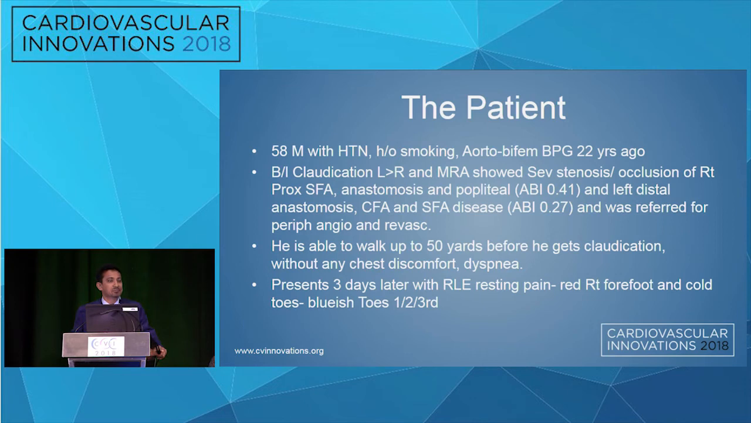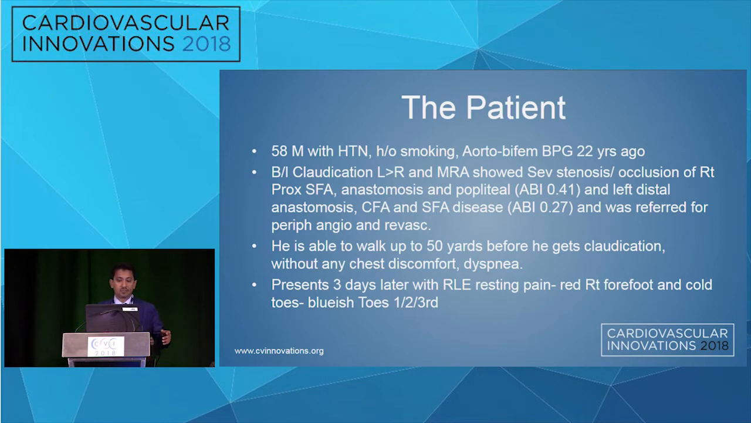Once upon a time, last year, a 58-year-old man, hypertension, history of smoking, 22 years ago had an aortobifemoral bypass. Bilateral claudication, referred by the surgeon. The patient had more symptoms on the left, but he had already had an MRI, and there was bilateral anastomotic stenosis, and the ABI was a little worse on the left side, and there was multi-level disease. When I saw him in the clinic, he was Rutherford 3 claudication, and I had planned for revascularization. However, just 3 days later, the patient presents with CLI.